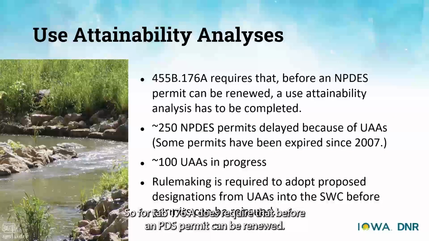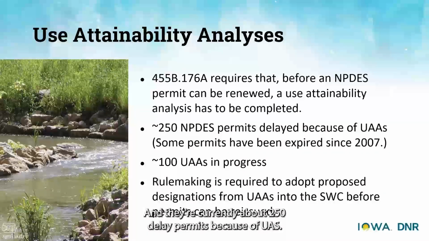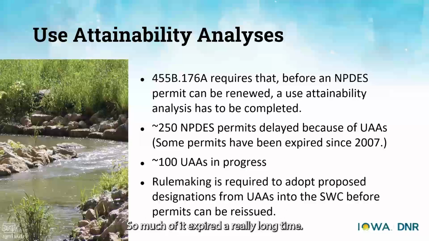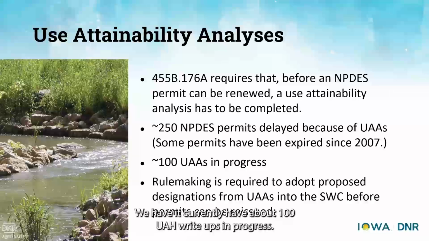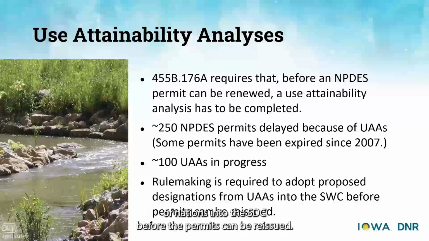So 455B.176A does require that before an NPDES permit can be renewed, a use attainability analysis has to be completed. And there are currently about 250 delayed permits because of UAAs, some of which have been expired a really long time. We currently have about 100 UAA write-ups in progress. And then again, we do need to do rulemaking to adopt proposed designations into the SWC before the permits can be reissued.